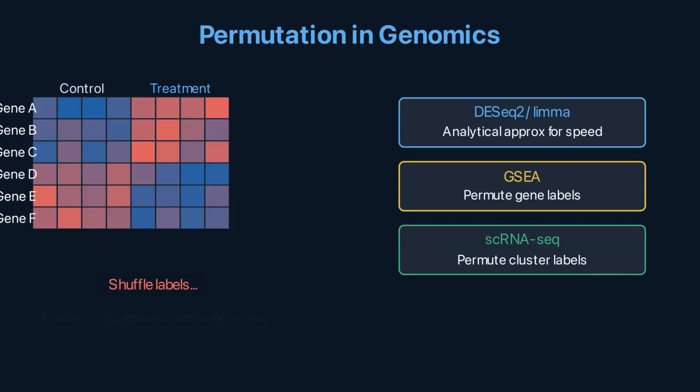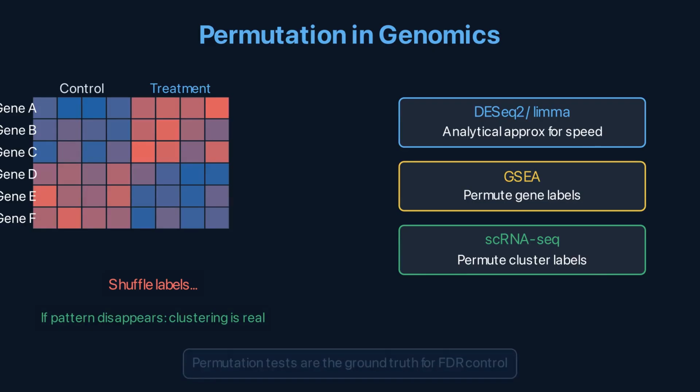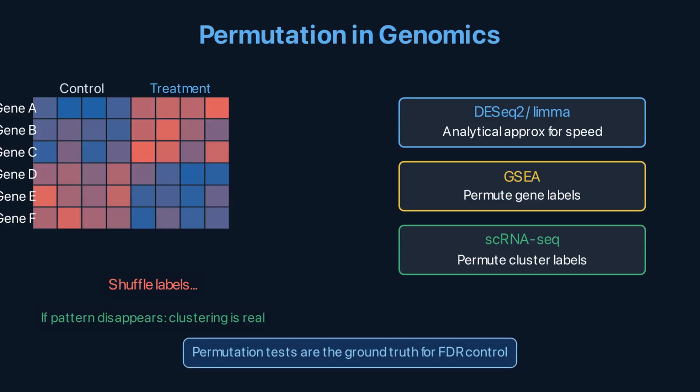In single-cell analysis, cluster validation often uses permutation. Shuffle the cluster labels and check if the marker gene patterns disappear. If the markers are still significant after shuffling, the clustering is meaningless.